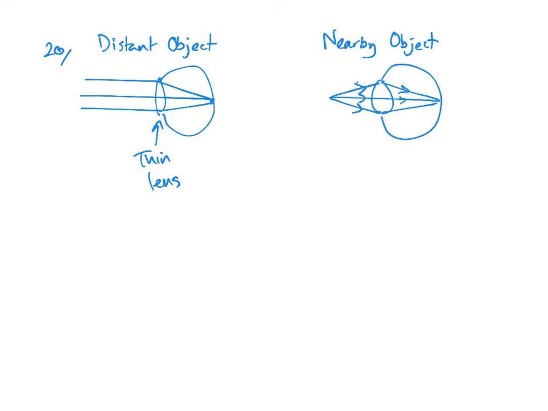Right, I should have put these wee arrows on the first diagram as well. So for a nearby object, you need a thick lens to bring the rays to a focus.